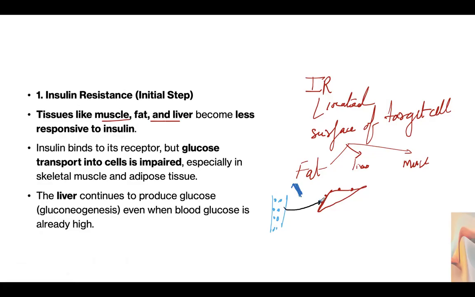Here what happened, this insulin receptor is not activated, it is not working. Okay, and this glucose enters into the cell only when insulin activates the insulin receptors. Insulin is there, glucose is there, this receptor is not activated. As a result, glucose cannot enter into the cells. So there will be an increase in the glucose level in the blood.